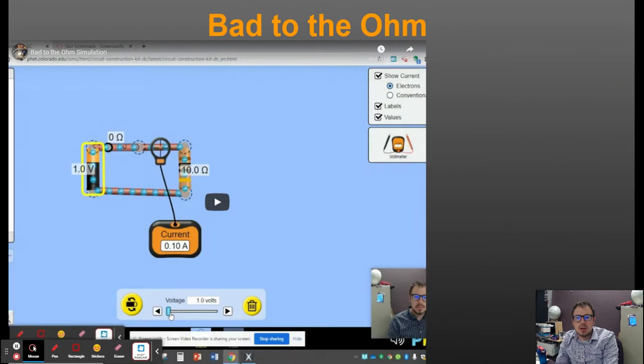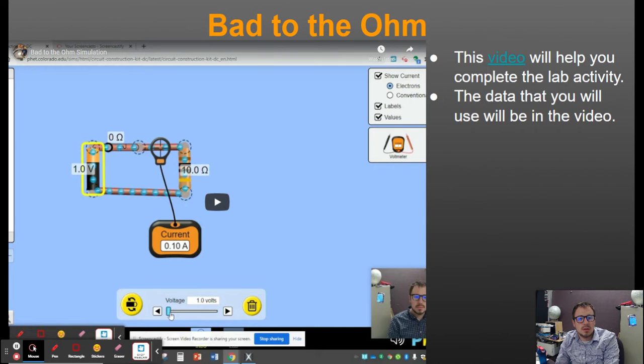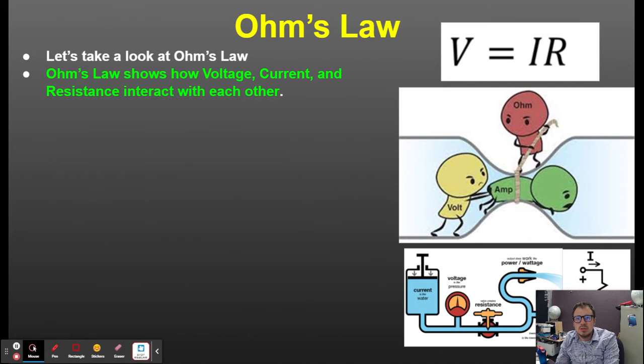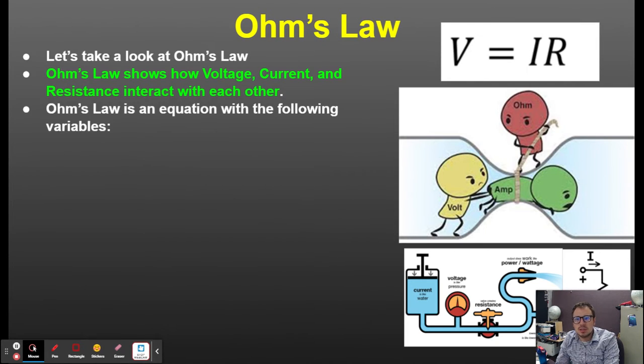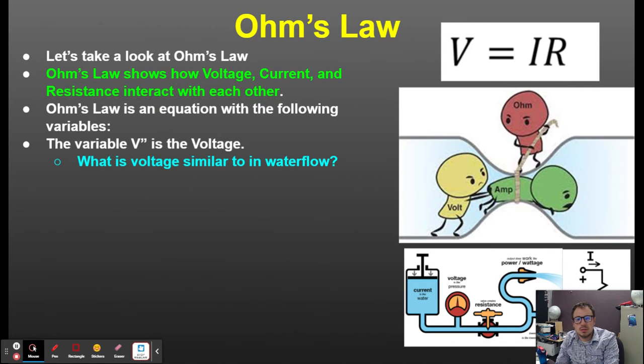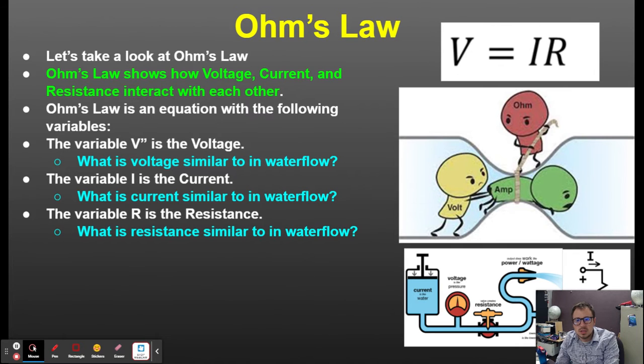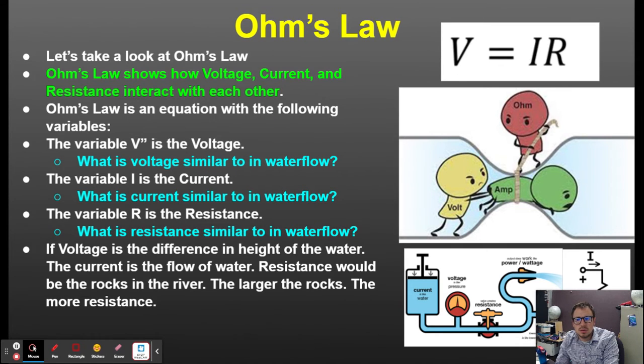So what is Ohm's law? We're going to do the lab add to the ohm to answer that question. But Ohm's law shows how voltage, current, and resistance interact with each other. Ohm's law is an equation with the following variables. The variable V is the voltage, which is similar to pressure. Variable I is the current, similar to the actual current of water flow. And resistance is similar to the rocks in the river or the thickness of the pipe.